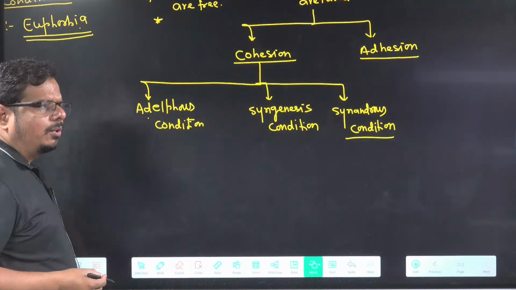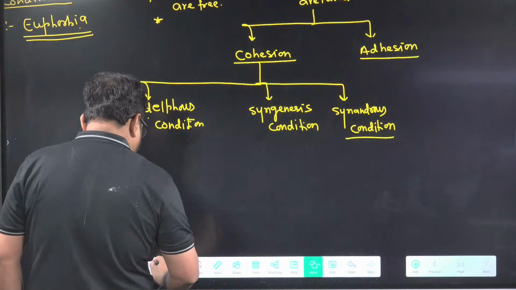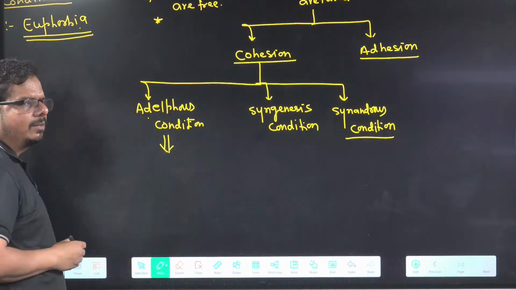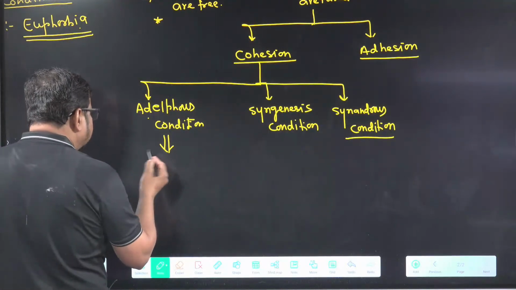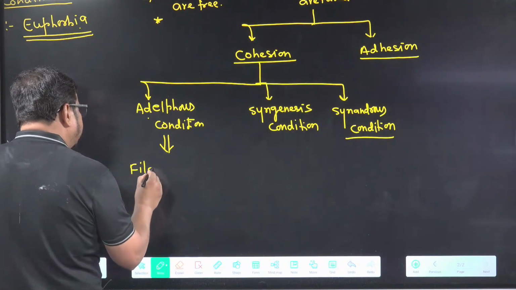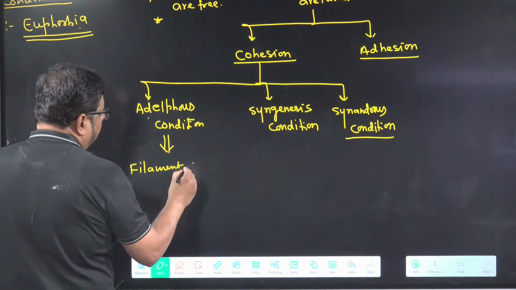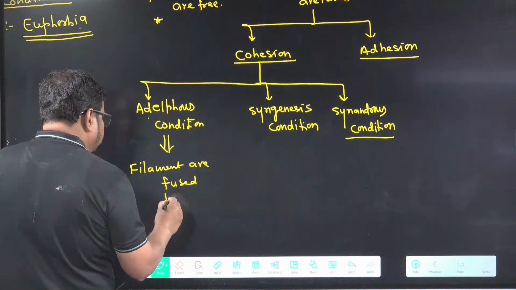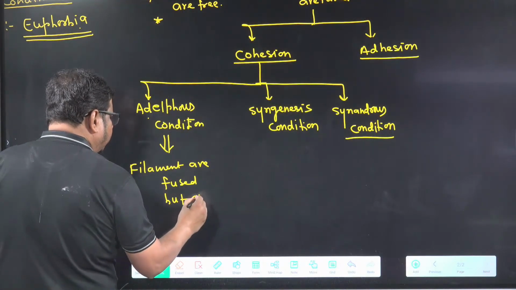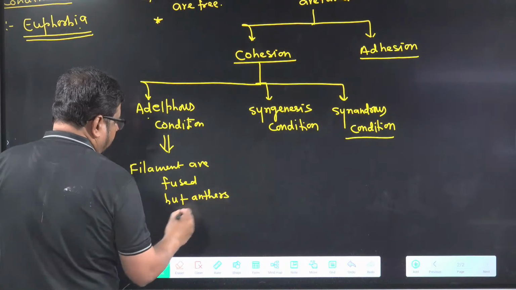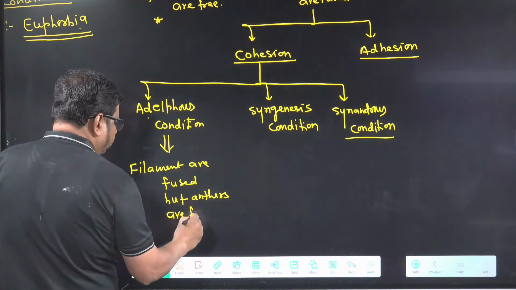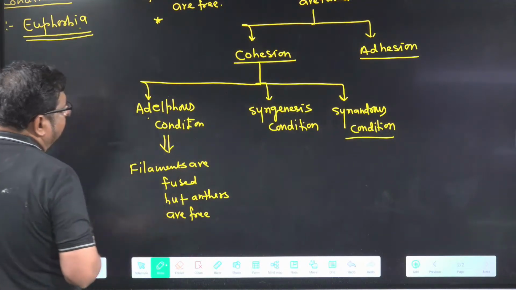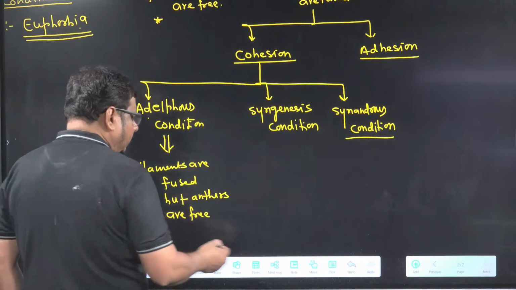So these are about the cohesion of the stamen. What happened in Adelphous condition? What is the definition of Adelphous condition? I am going to write here. In Adelphous condition, filaments are fused, but anthers are free.